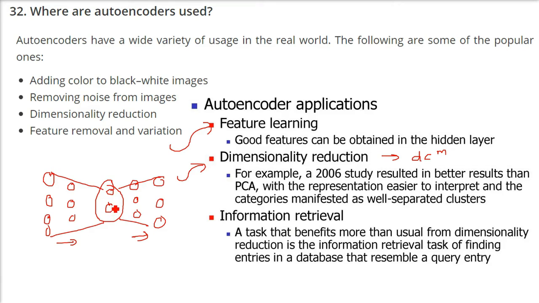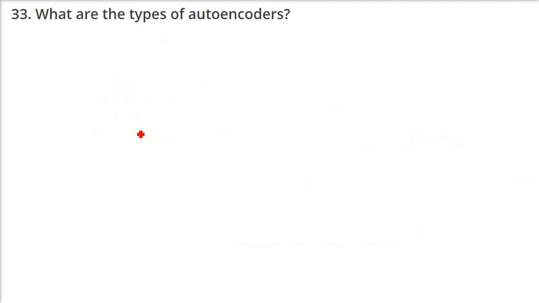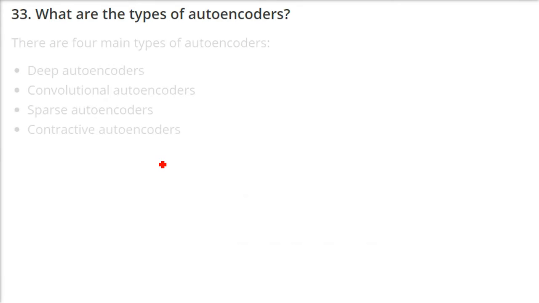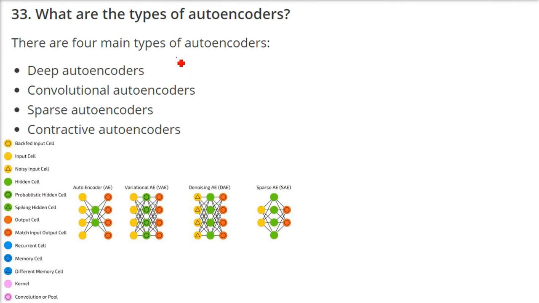There are other uses also. For example, adding color to black and white images, this it can do. Removing noise from images can be done. Dimensionality reduction can be done, as I said. Feature removal and variation, autoencoders can do this also. So what are the types of autoencoders? There are four main types: deep autoencoders, convolutional, sparse, and contractive autoencoders. If you see, there is a slight variation. We have the autoencoder, variational autoencoder, denoising autoencoder, and sparse autoencoder. These are types of autoencoders.